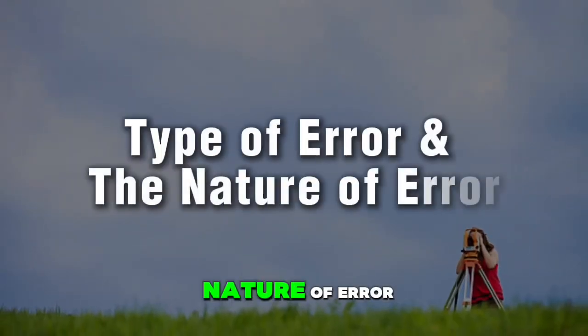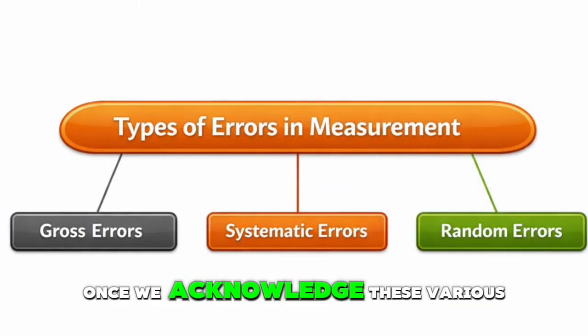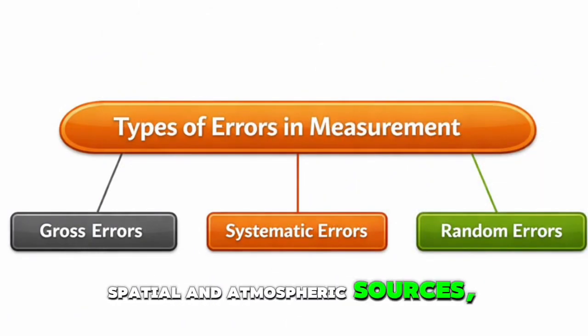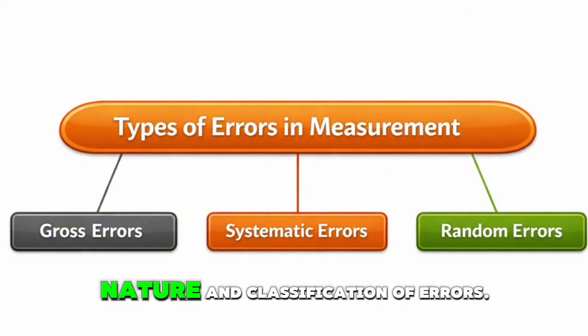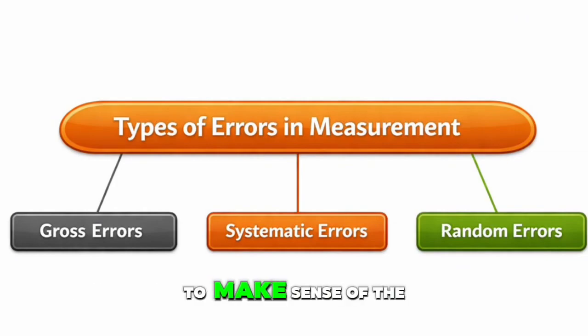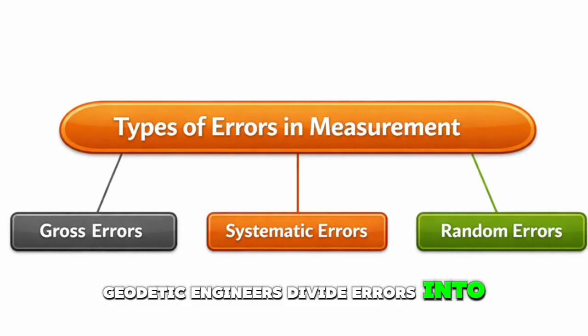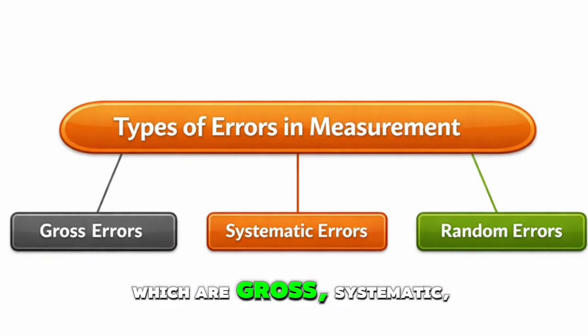Types of error and the nature of error. Once we acknowledge these various spatial and atmospheric sources, we quickly realize that not all surveying errors behave the same way, leading us directly into the nature and classification of errors. To make sense of the variations in our field data, geodetic engineers divide errors into three distinct categories, which are gross, systematic, and random errors.